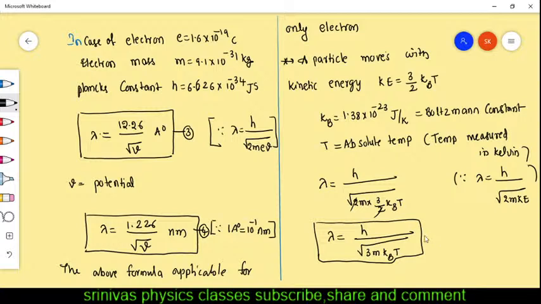Then according to de Broglie, a moving particle has a wavelength. It behaves like a wave. Its wavelength formulas are all these things. These are all called the de Broglie wavelengths.